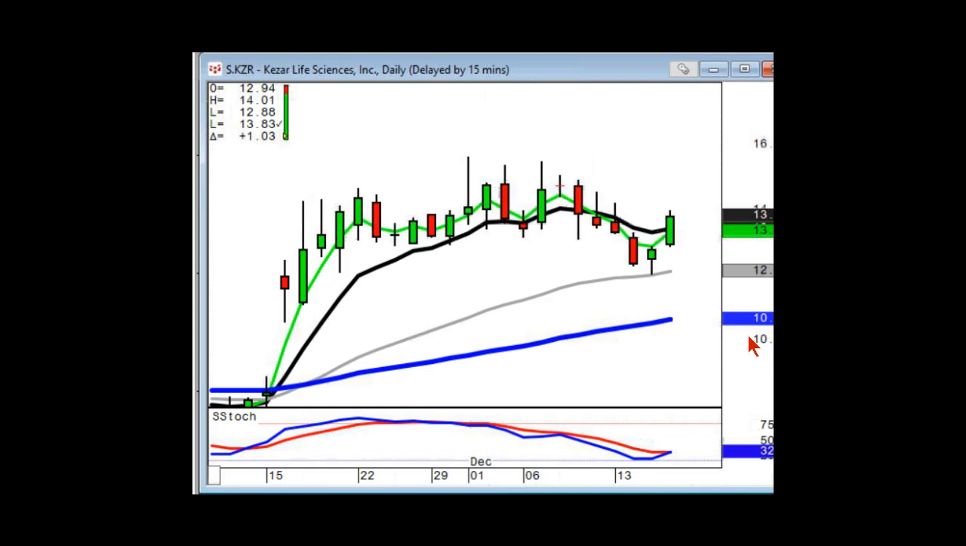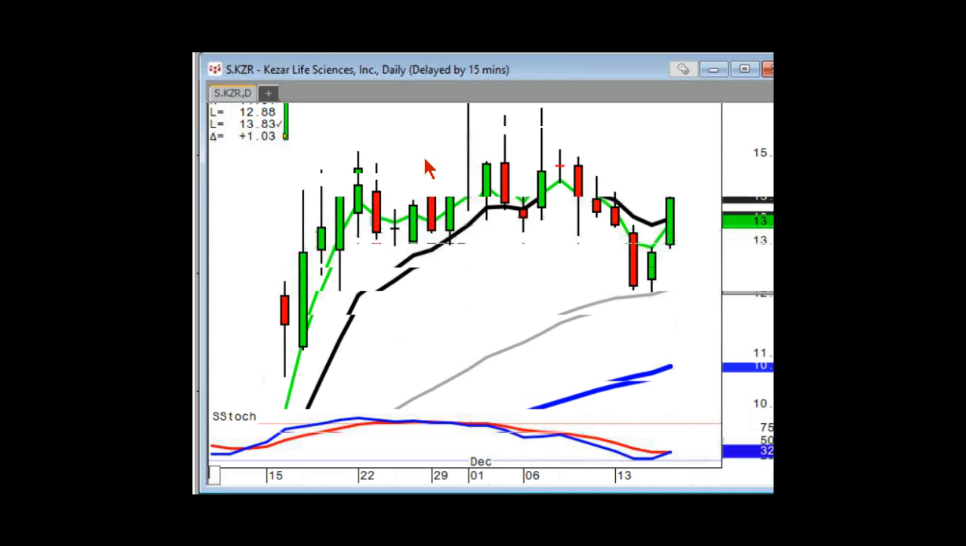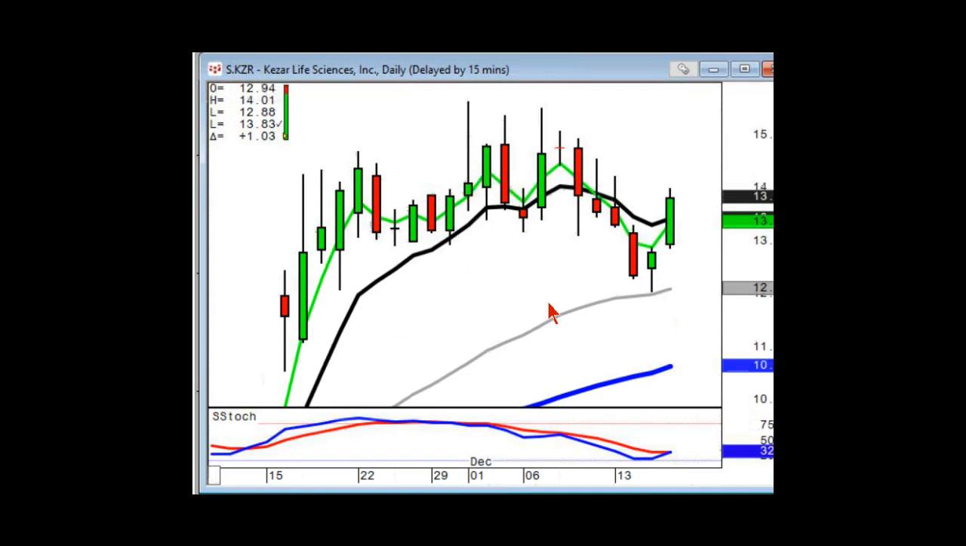Here's another one that's setting up very nicely. Now again, the 34 acts as a relevant support and resistance level. So where would you think your next target would be? Probably coming back up into this trend.